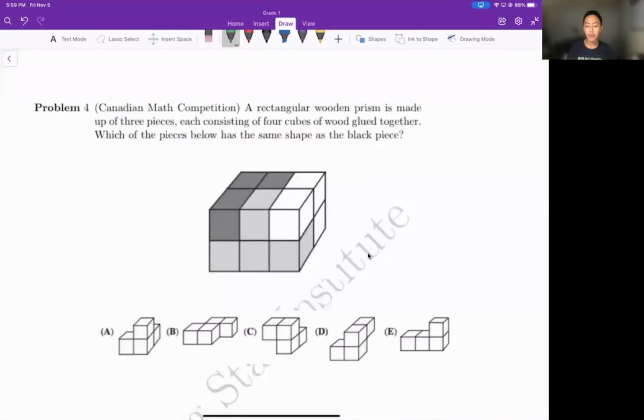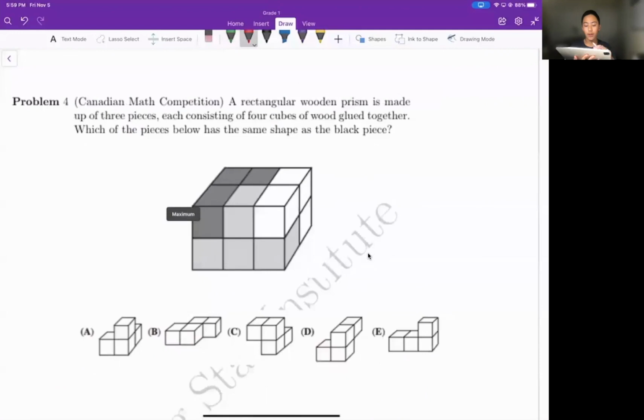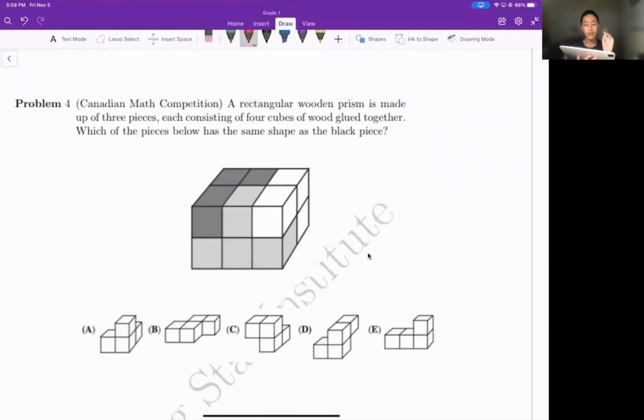Problem 4, a rectangular wooden prism is made up of 3 pieces, each consisting of 4 cubes of wood glued together. Which of the pieces below has the same shape as the black piece? So first of all, let's look at the gray piece. The gray piece has 4 cubes, 1, 2, 3, and 4. The white piece has also 4 cubes, 1, 2, 3, and the fourth one is not visible, but we know that it's in the second row at the very back, and it cannot be right here at the bottom of this cube because it says that this should consist of 4 cubes of wood glued together.